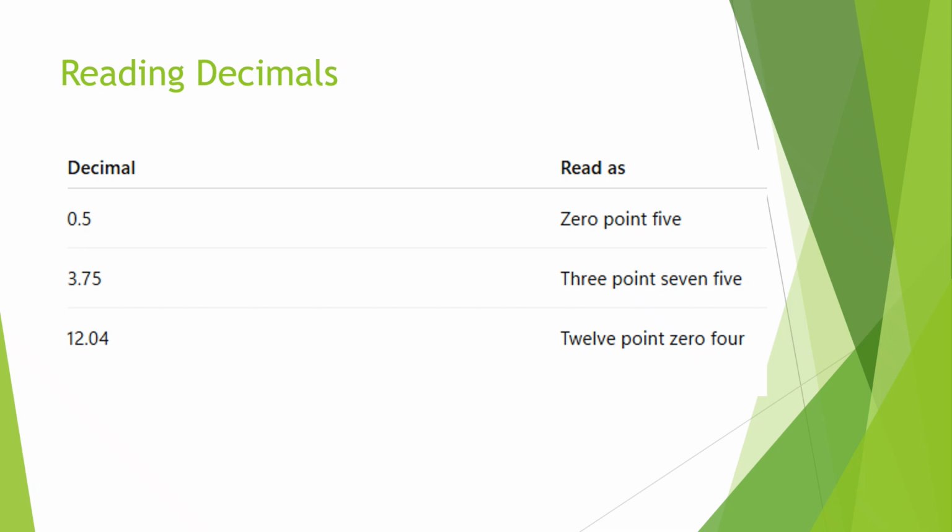Reading decimals. How do you have to read decimals? 0.5, you can read as zero point five. Here 3.75, don't read it as three point seventy-five. That is wrong. After the decimal point, you have to read each digit one by one: three point seven five. Next, 12.04, you can read as twelve point zero four.